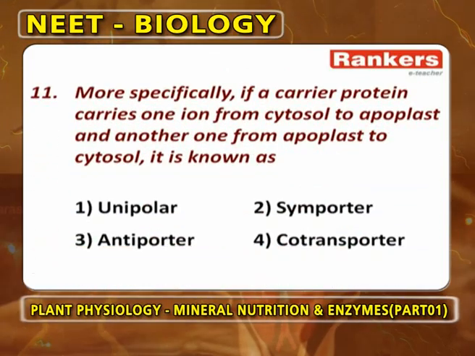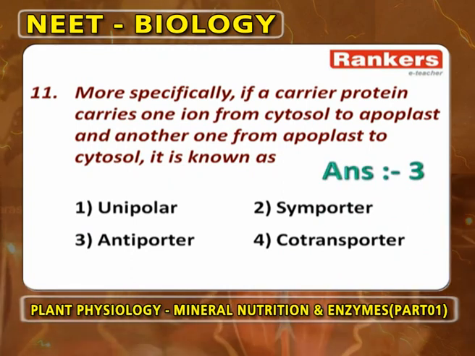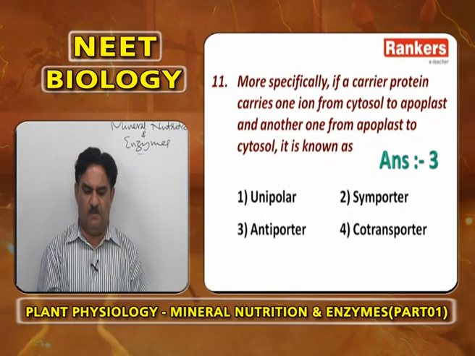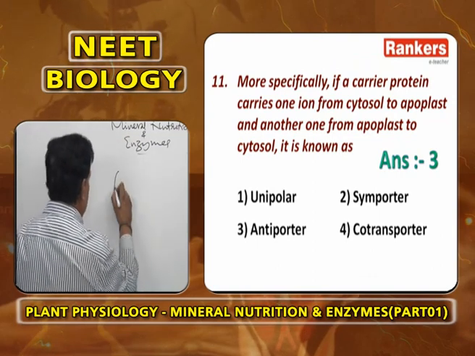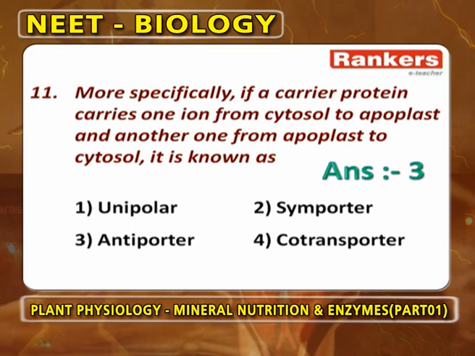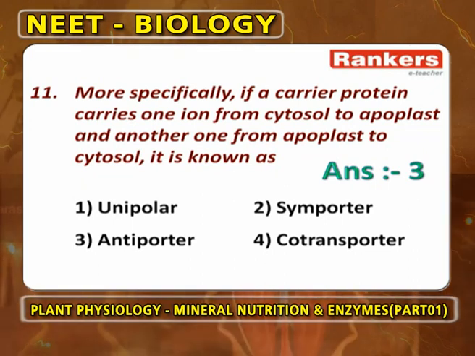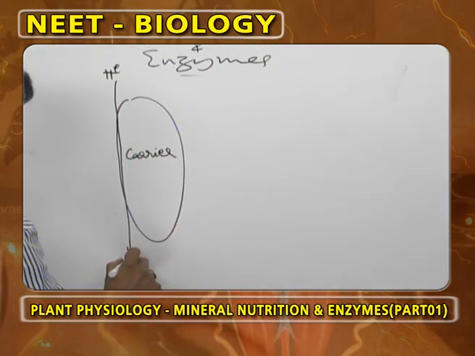Next, more specifically, if a carrier protein carries one ion from cytosol to apoplast and another one from apoplast to cytosol, it is known as what? So some carrier proteins take ions like this.